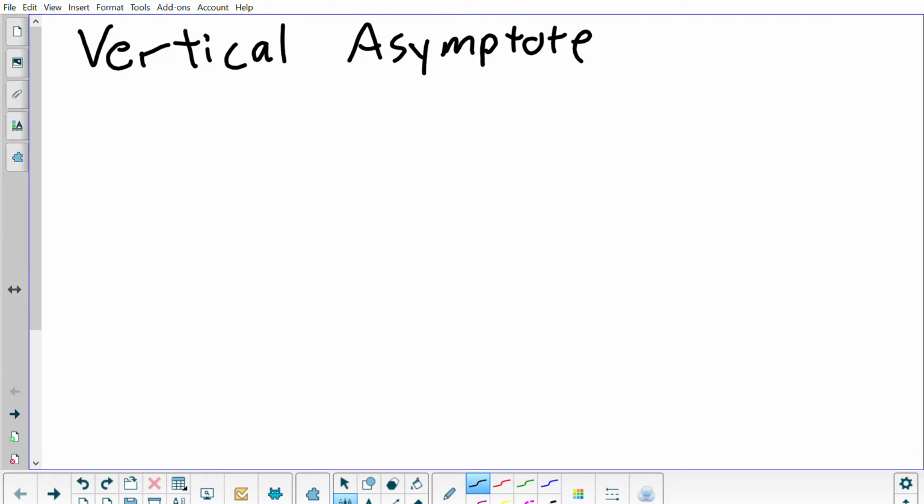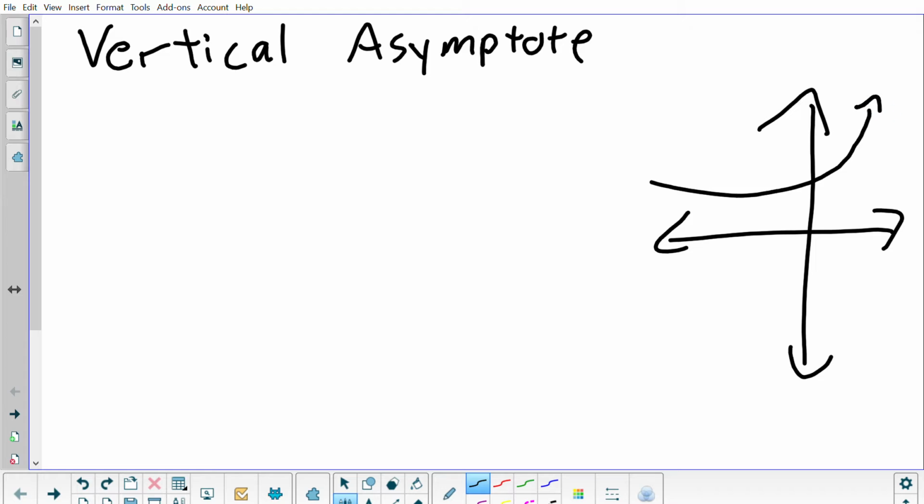Hey guys, we're going to talk about asymptotes. What asymptotes are is our graph grows and then there's like this invisible wall that is stopping it and it's just going to keep growing up or it's going to flatten out. These invisible walls are called asymptotes. So a vertical one would be the wall going up and down.